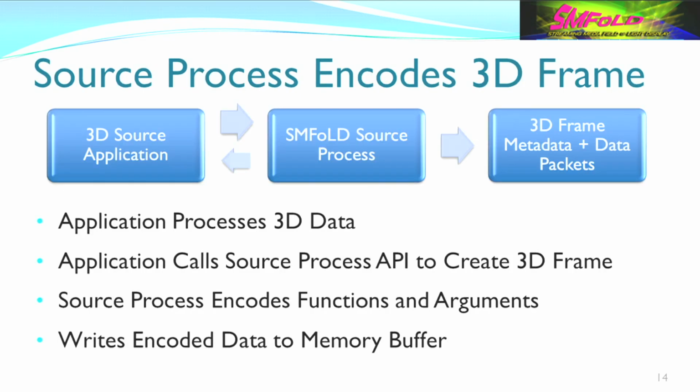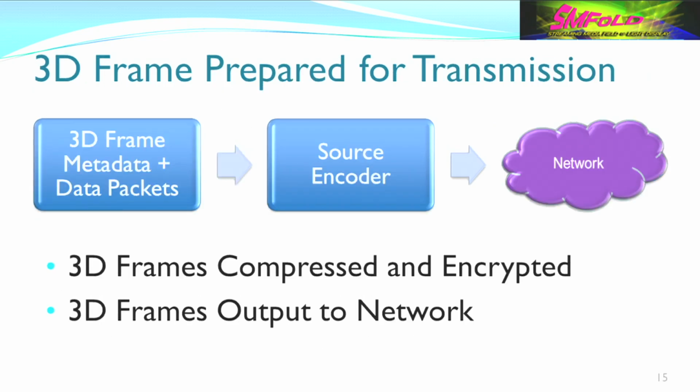So again, you have the source application processing 3D data. It calls into the source process API, which again is OpenGL with a couple of extensions. The source process will encode the functions and the arguments and write all that to a memory buffer. At the end of the frame, the buffer will be compressed and encrypted as needed, and then output to the network.